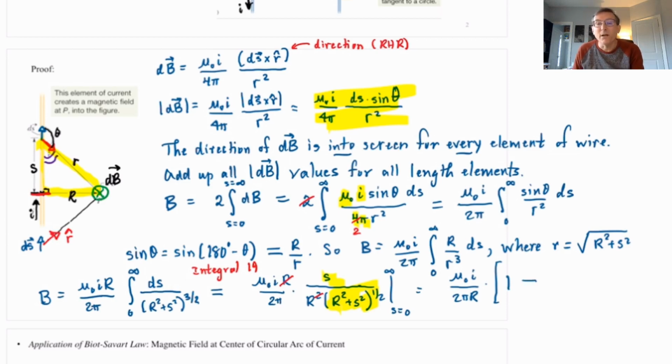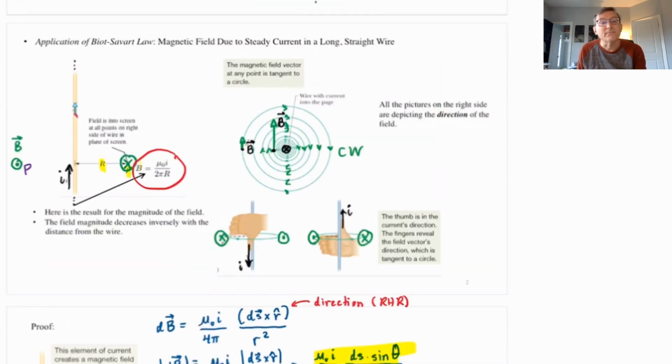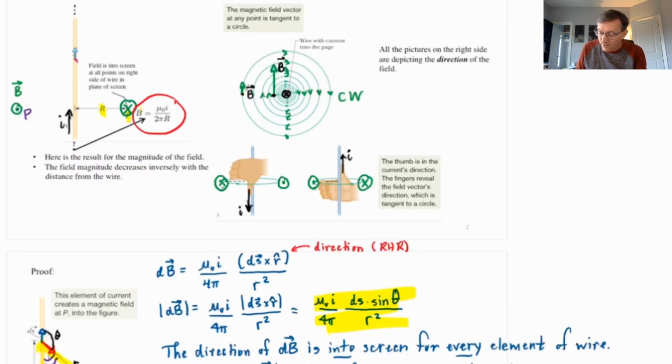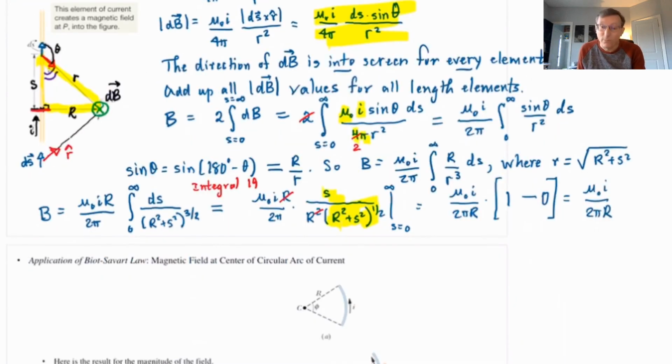Minus, then the lower limit, s equals 0. Well, there's an s in the numerator, and so I get 0, and the denominator is not 0, so 0. So the final answer for B magnitude is mu 0 I over 2 pi big R. Just like I mentioned here. Okay? Now, you don't have to rederive that. We will give you homework problems where you have to use this approach for other current distributions. But if you have an infinitely long wire, then you can just use that result. Mu 0 I over 2 pi R.